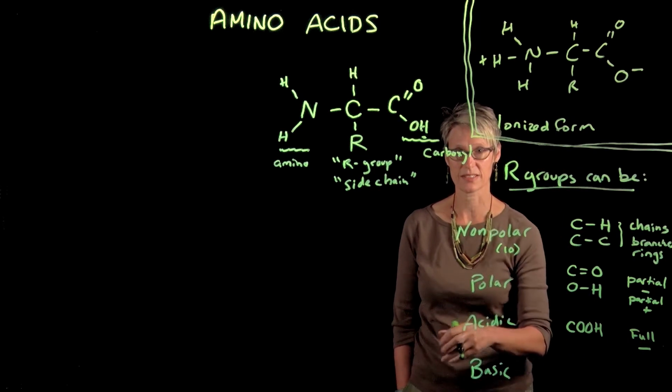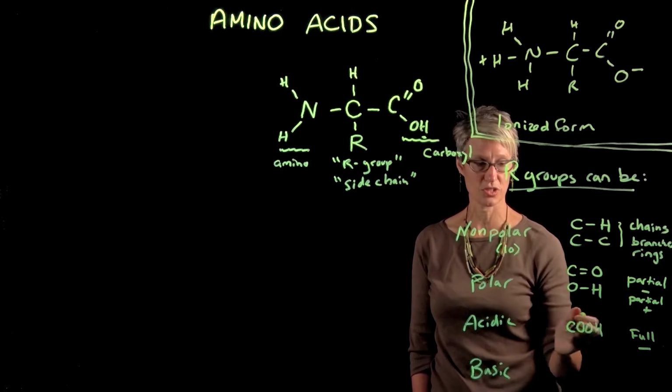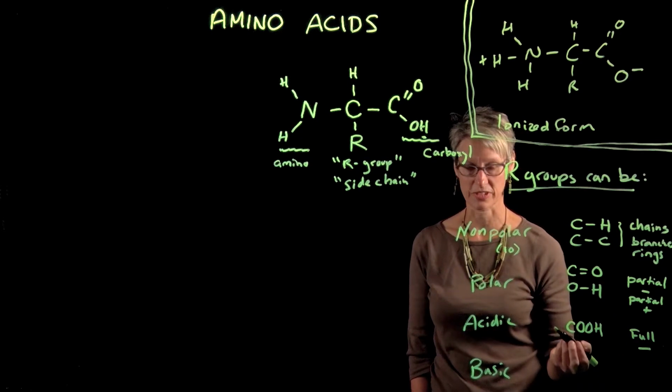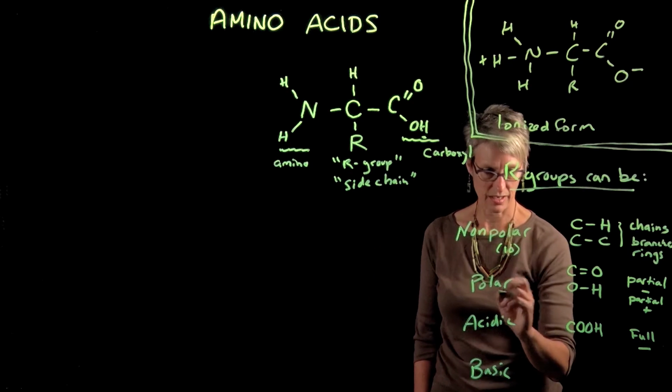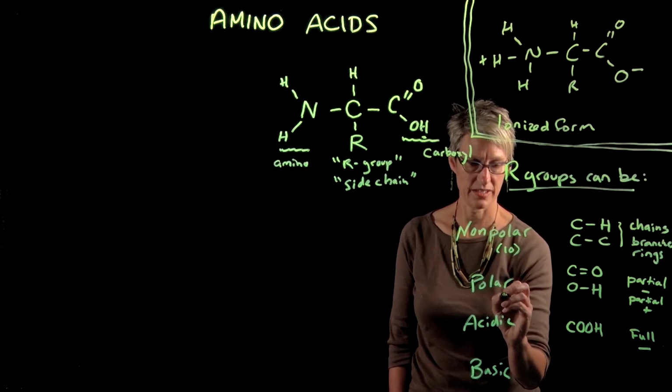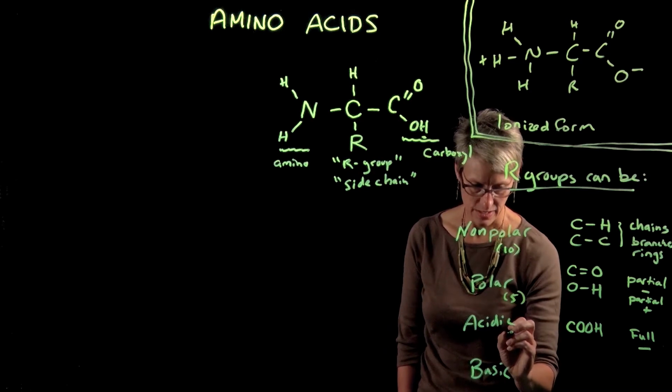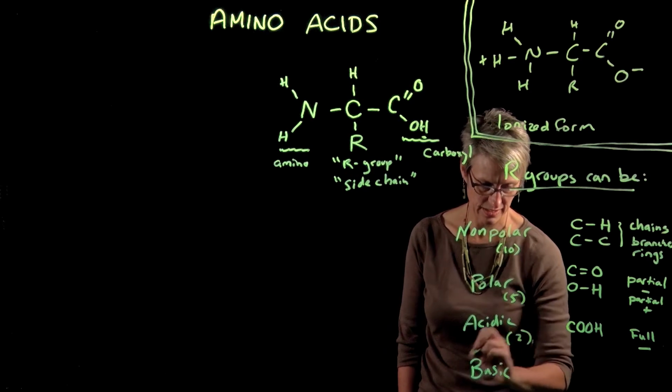So remember that something that's acidic loses protons into solution. A carboxyl group loses its H into solution, and that gives it a full negative charge. And there are, sorry, I kind of got behind here. So there's 5 different types of polar amino acids. There's 2 acidic amino acids.